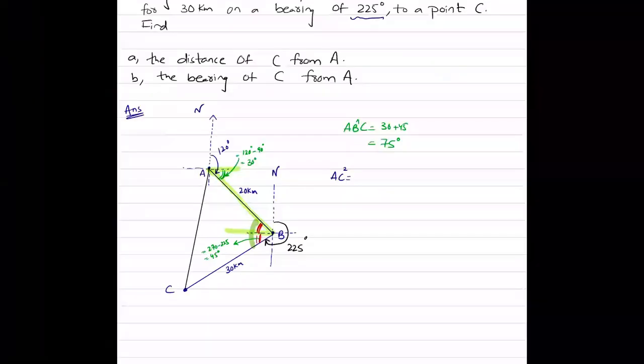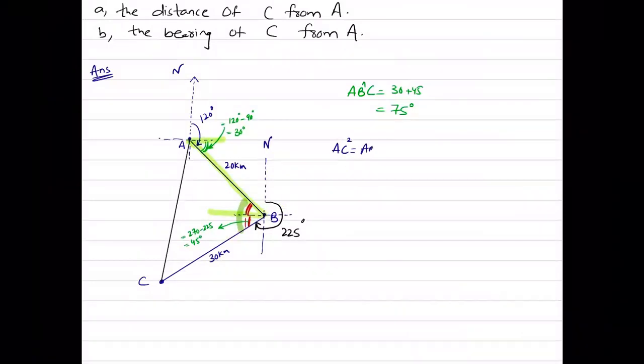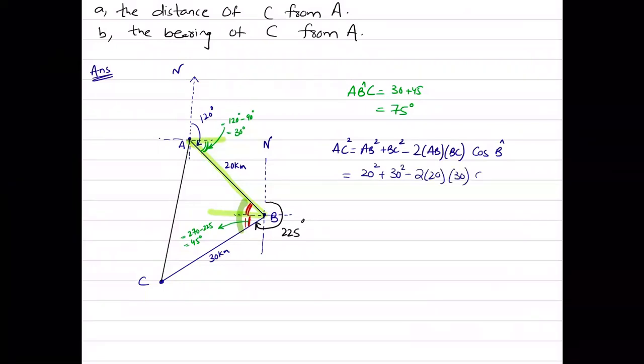AB square plus BC square minus two AB times BC cosine of angle B, ठीक है, angle B. So AB was 20, 20 square plus 30 square minus 2 times 20 times 30 times cosine of angle 75. Now please work this out for me and get me the correct value of AC.